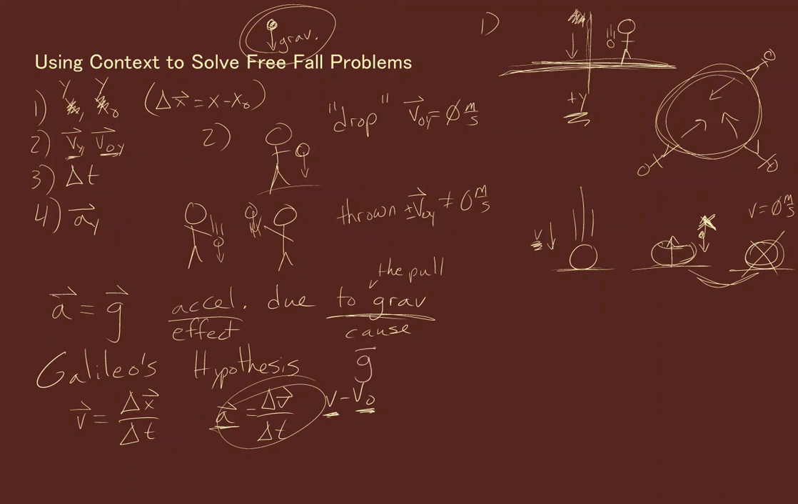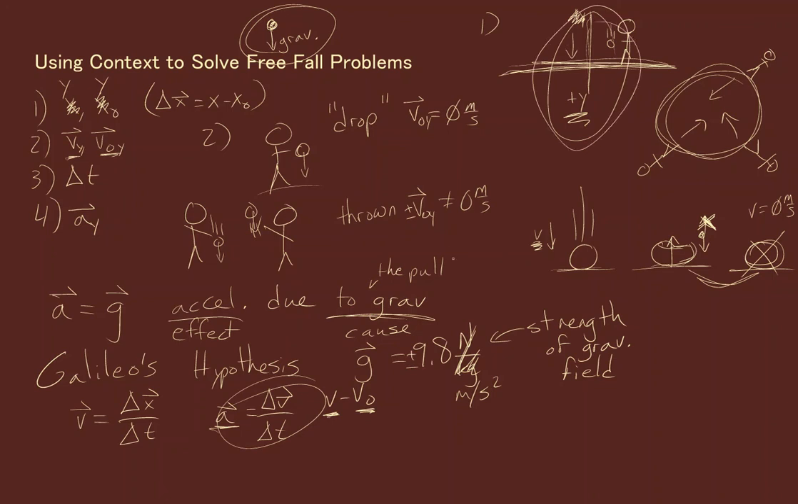And for Earth, or near the Earth's surface, that is 9.8 newtons per kilogram. This is the strength of the gravitational field. It just so happens that we can measure the strength of the gravitational field using acceleration, because these newtons per kilogram turn out to be meters per second squared. And remember, it's an acceleration. It does have direction. Whether it's positive or negative depends on what you chose in the beginning.